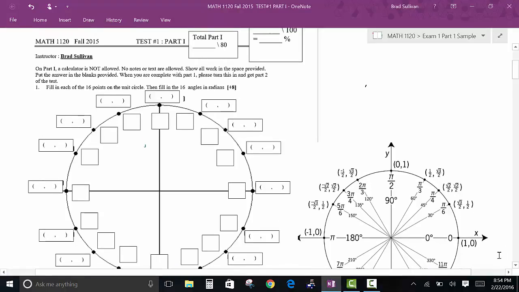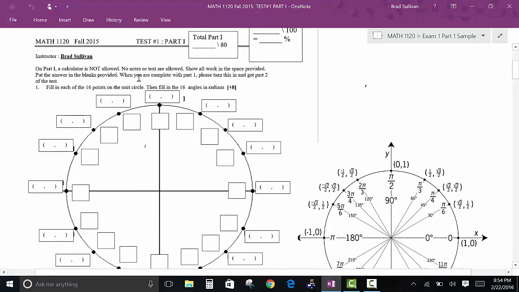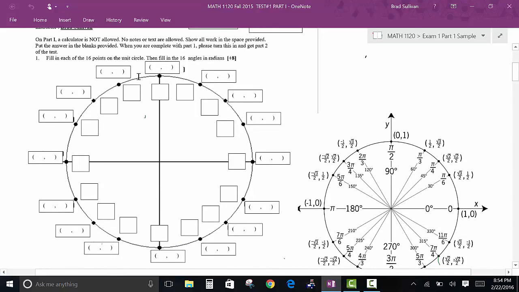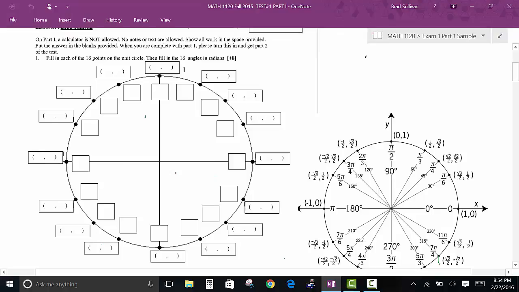All right, so this is going to be a recording of this first part of this sample test. The first thing that you are going to be required to do is fill out the unit circle, so you need to be prepared to do that. Let's see, I'm going to go through how these points work again. Let's look over that a little bit. One of the things that I said is start by getting these points right here.